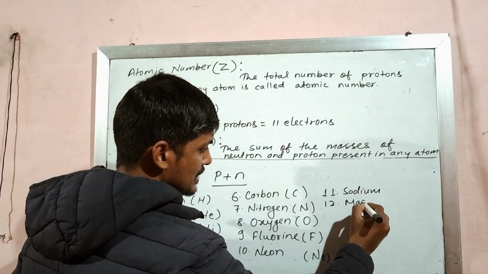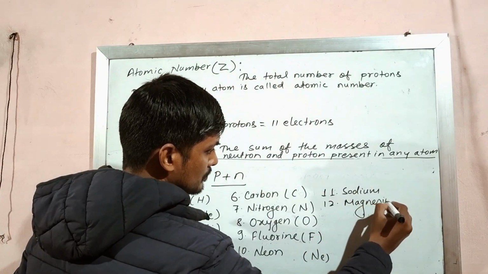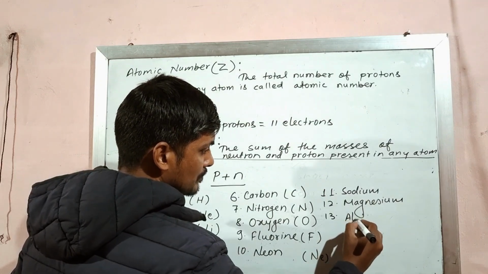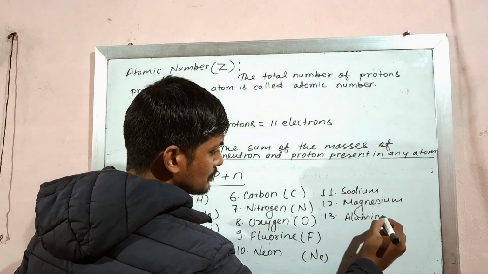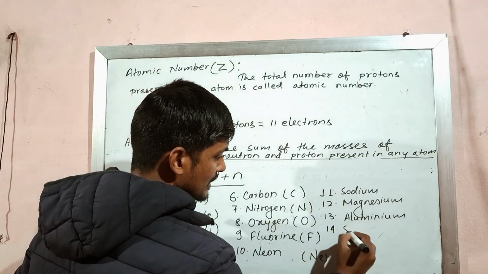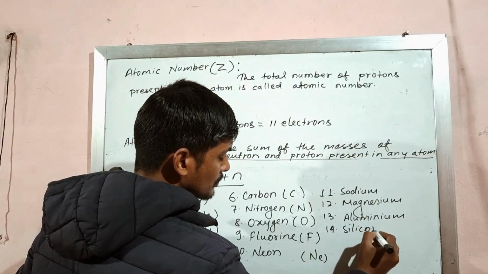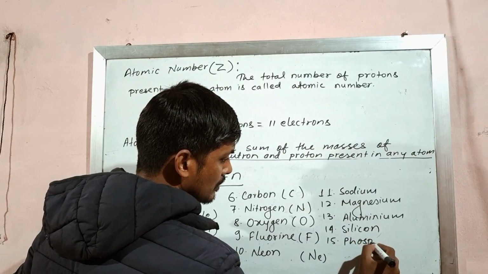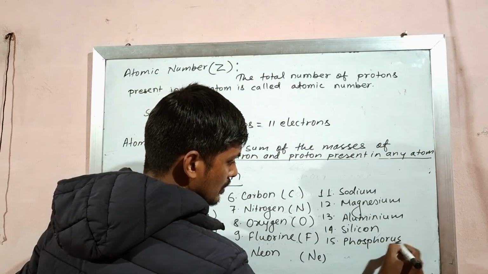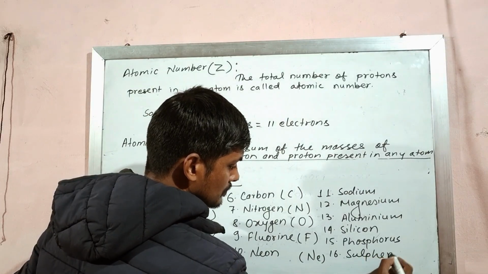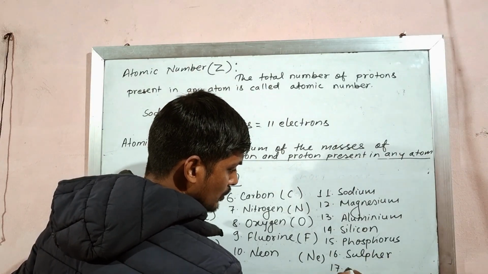12 number magnesium. 13 number aluminium. 14 number silicon. 15 number phosphorus. Sulfur. Chlorine.